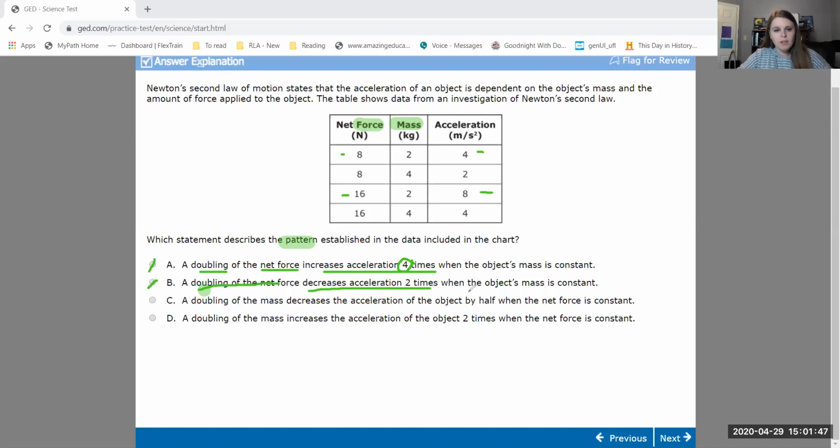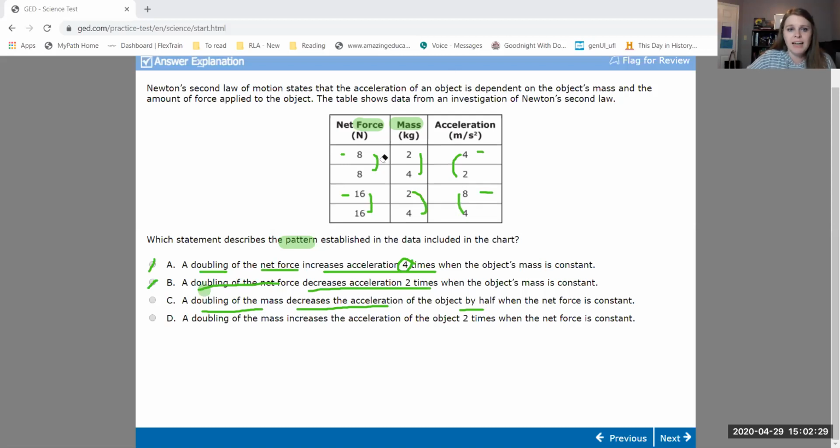Letter C, a doubling of the mass decreases the acceleration of the object by half when the net force is constant. So net force is constant, so that means we like this 8 and 8 here. So the doubling of the mass, 2 and 4, double 2, that's 4, so that works, decreases the acceleration by half. So acceleration goes from 4 to 2, half of 4 is 2, that works. Now let's take a look at the other numbers here. Net force is constant, doubling of the mass decreases by half. Well, it works there too, interesting.